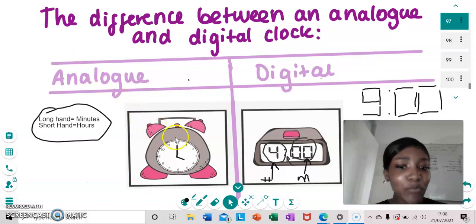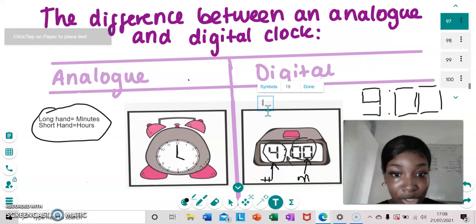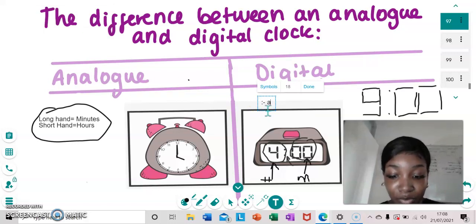With the digital clock, we've got a number before these two dots here and a number after these two dots. These two dots are what we refer to as colons, and this is how you spell colons. Let me just write it for you. So these two dots are called colons, okay? There we go. So these two dots here are called colons.